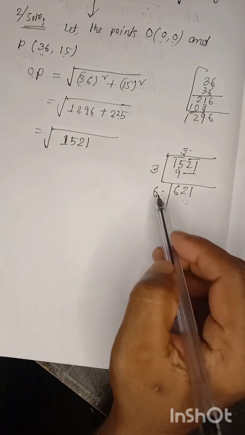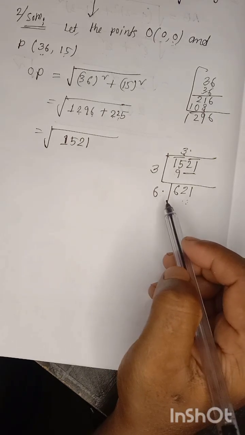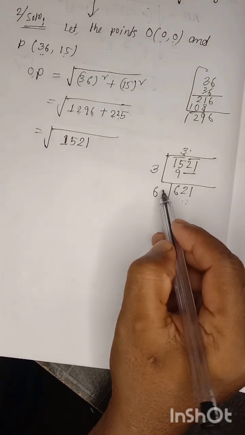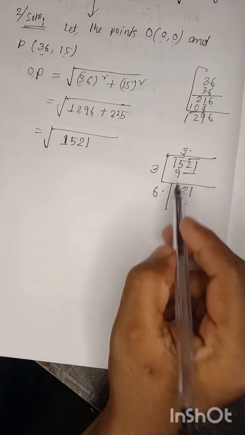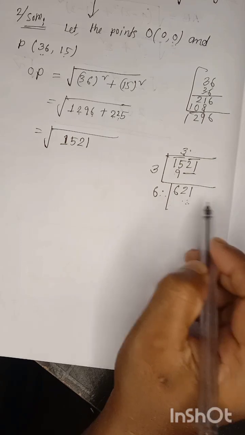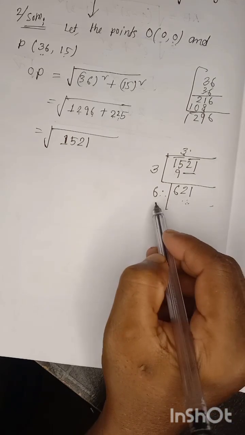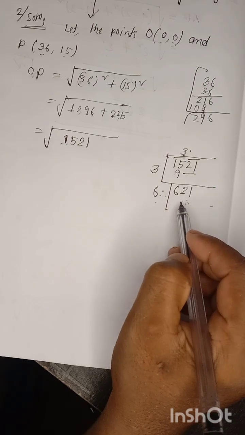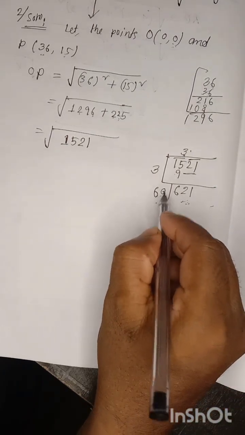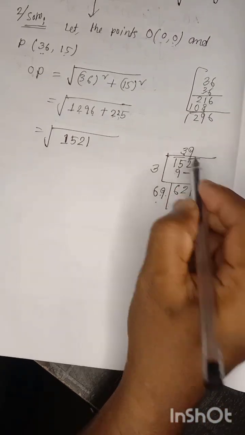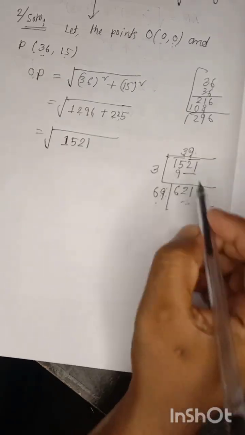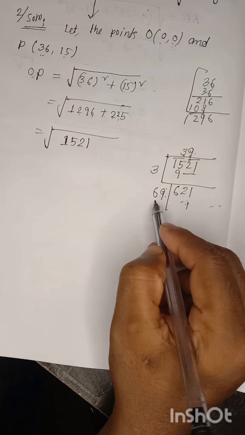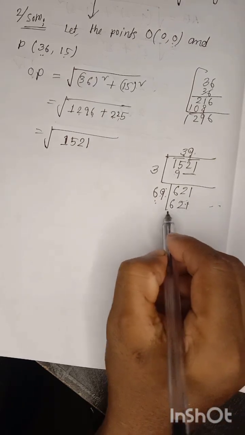So we can't take 1. How much should we take? We have to find out. If I take 9 here, then 9 nines are 81, 1 remainder 8; then 9 sixes are 54, and 54 plus 8 is 62. Yes, so I can take 9 here. 9 nines are 81, 1 remainder 8, 9 sixes are 54, 54 and 8 is 62. So it matches now.